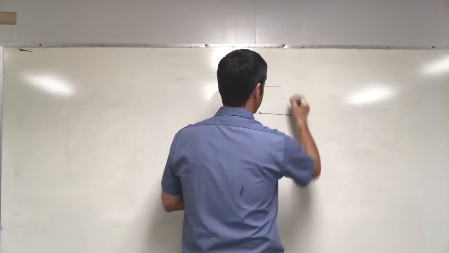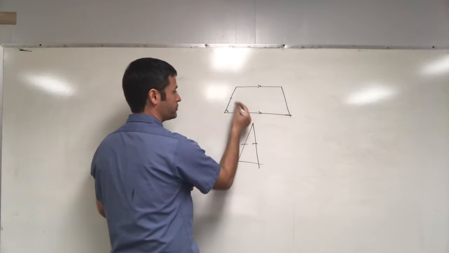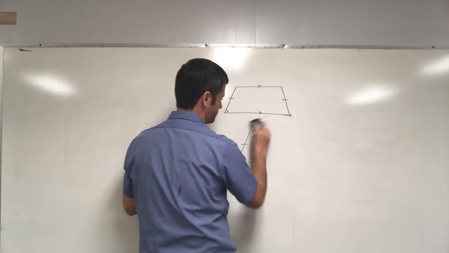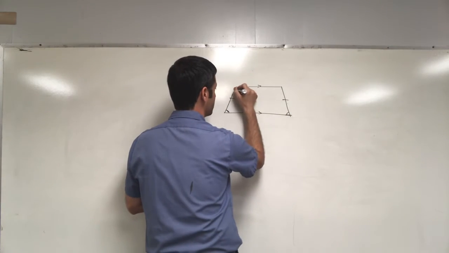An isosceles trapezoid is just like an isosceles triangle, where this side is congruent to this side. An isosceles trapezoid, this side is congruent to this side, or leg, as we call them, which makes these angles congruent. It also makes these angles congruent.